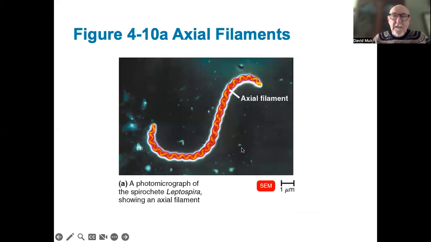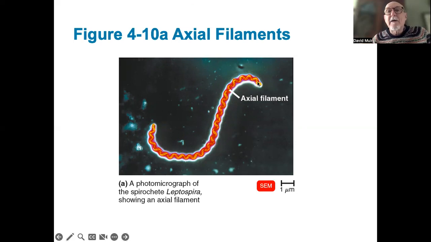A highly specialized situation is in the spirochetes. And I remember that I told you that spirochetes are very common environmentally, very common components of microbiota. And this is a free-living one called Leptospira.